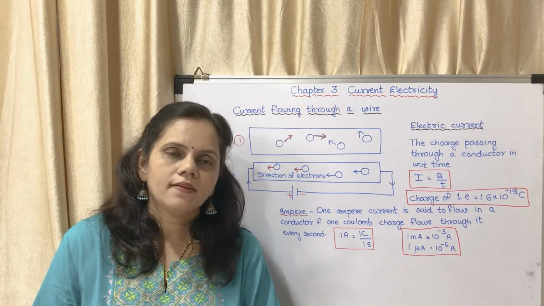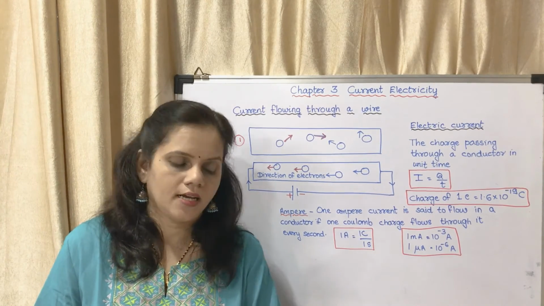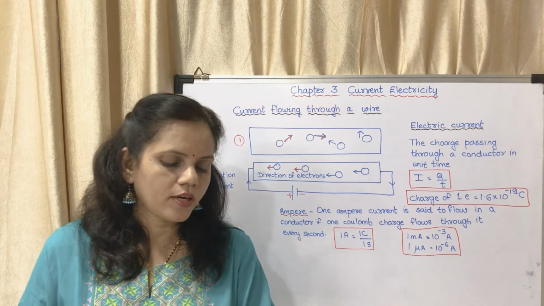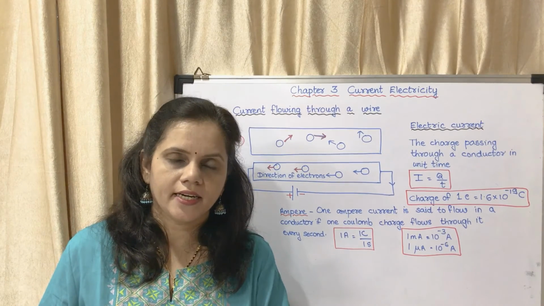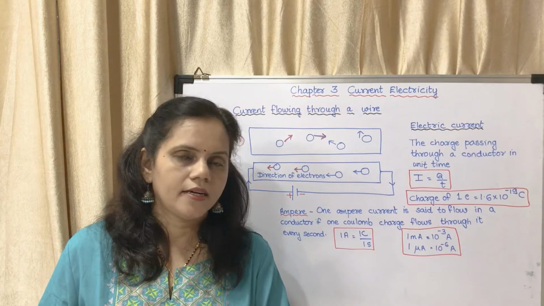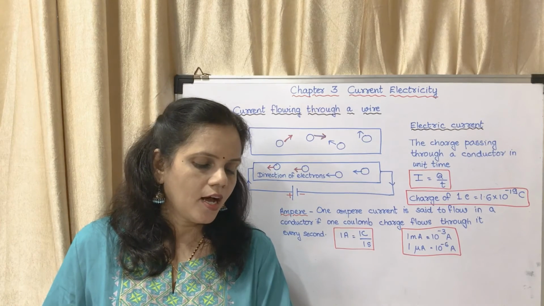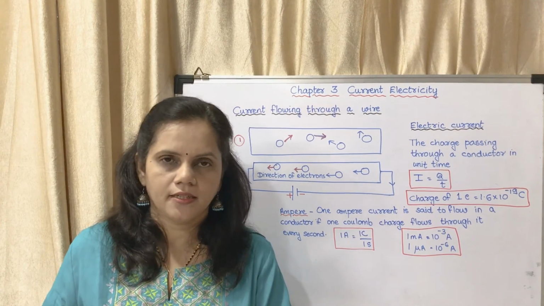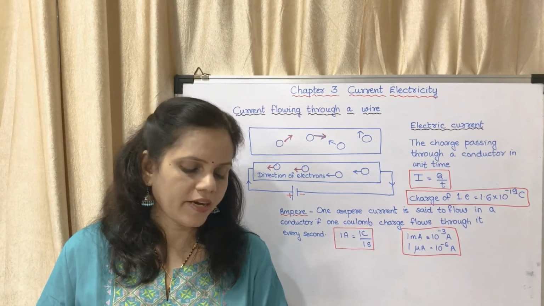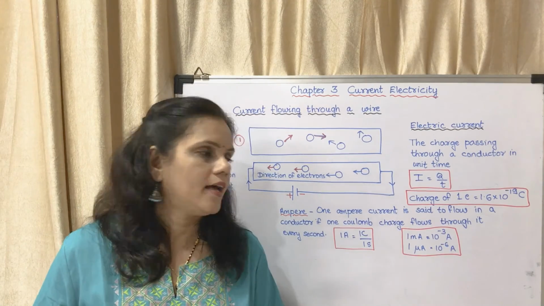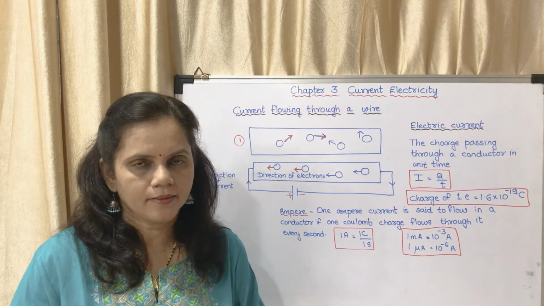Now one solved example has been given. You may mark it as very important. It is very frequently asked. A current of 0.4 ampere flows through a conductor for 5 minutes. So they have given the current. Ampere means it is the current, and minutes means it is the time. That minutes you have to convert into seconds. How much charge would have passed through the conductor? I is given as 0.4 ampere. T is 5 minutes, so 5 into 60, that is 300 seconds. And with this equation, I is equal to Q upon T, you have to do the numerical.